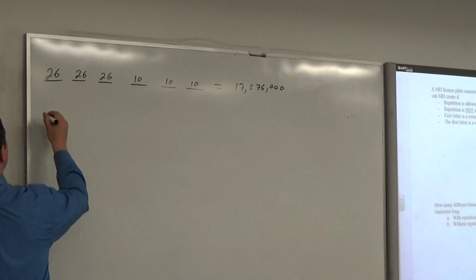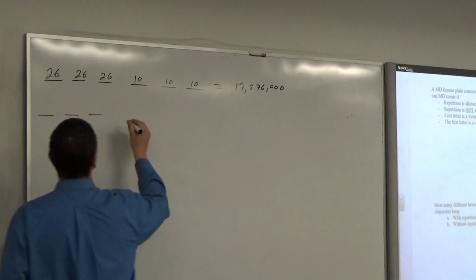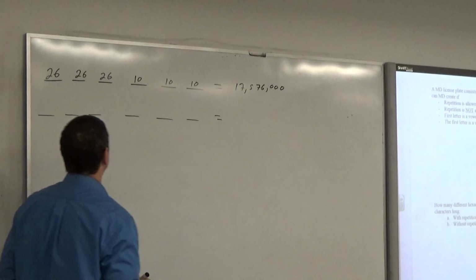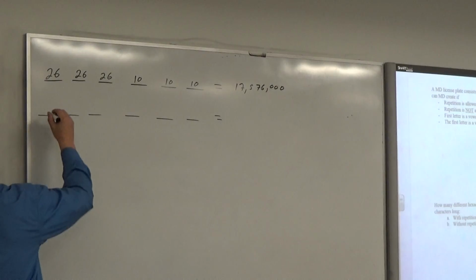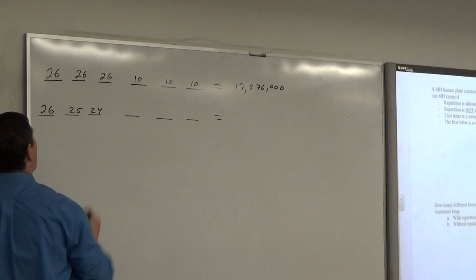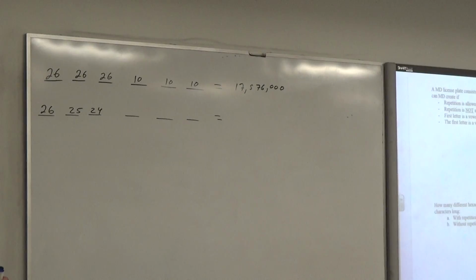Okay. If I was to ask you guys for the second one, where repetition is not allowed, now be careful with this a little bit. So what would the first 3 be? 26, 25, 24. And then what about the last 3? Would that be 9, 8, 7? No, 10, 9, 8. Because we started over with a new unique set, okay?